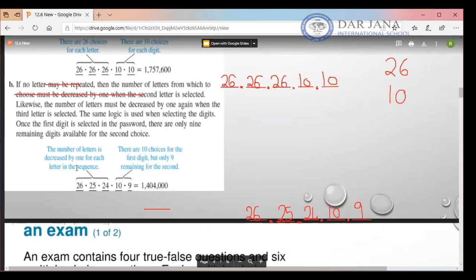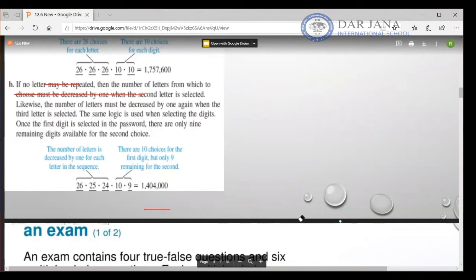The number of letters is decreased by 1 for each letter in the sequence, and same thing for the digits. Hopefully it's clear. Let's continue. I'm going to erase these, here and here. Now let's continue to the next slide.